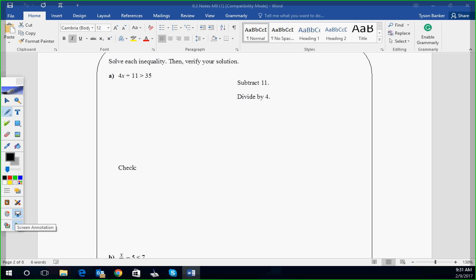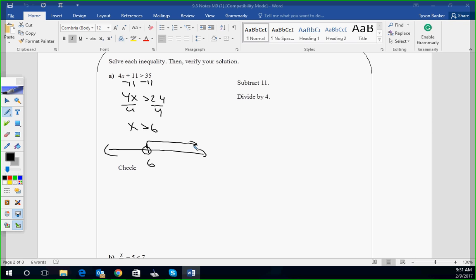So we'll keep going here. Minus 11, 4x greater than 24. Divide by 4. Divide by 4. x greater than 6. So in terms of a number line, you just draw your number line here. Just put 6 on it. It's an open dot and greater than, so we're going to the right.